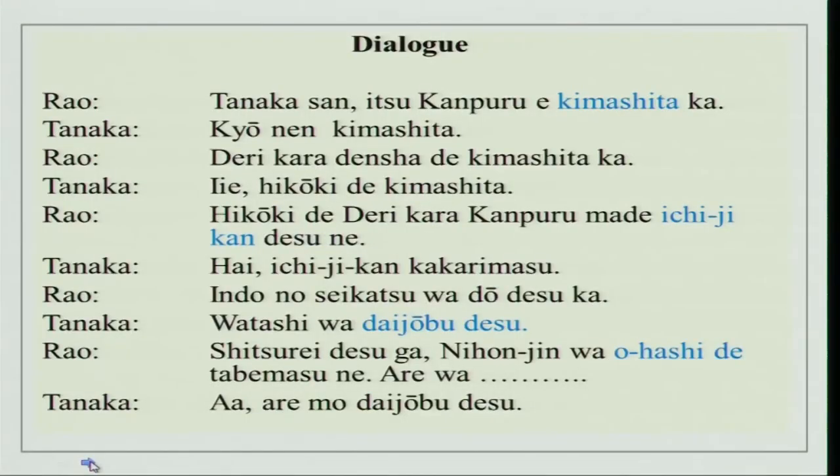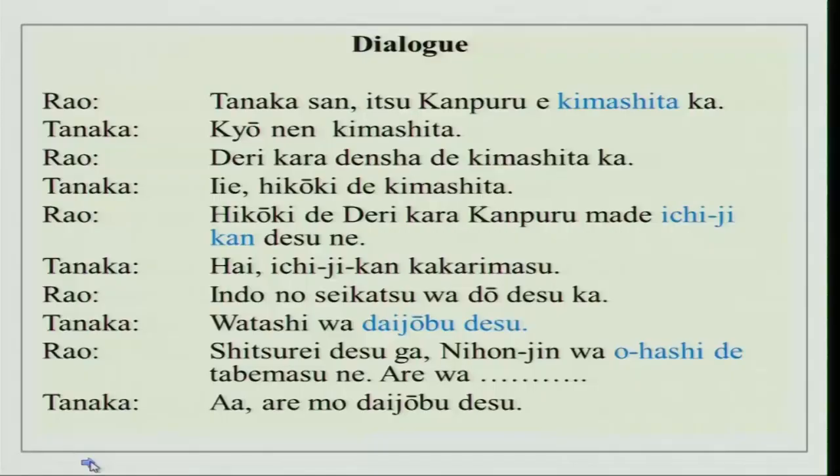Tanaka-san, itsu Kanpur e kimashita ka? Kyonen kimashita. Deri kara densha de kimashita ka? Iie, hikoki de kimashita. Hikoki de Deri kara Kanpur made 1 jikan desu ne? Hai, 1 jikan kakarimasu. Indo no seikatsu wa dou desu ka? Watashi wa daijoubu desu. Shitsurei desu ga, Nihonjin wa ohashi de tabemasu ne? Are wa, are mo daijoubu desu.